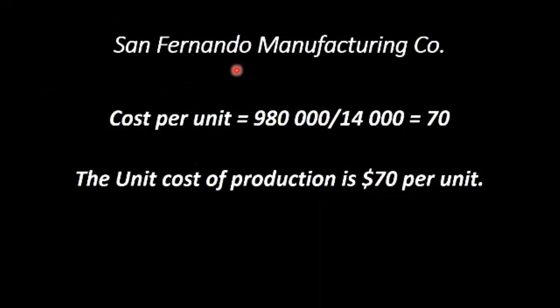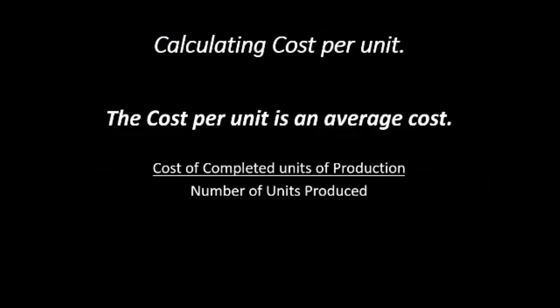So for San Fernando Manufacturing Company, the cost of manufacturing all the units was 980,000, and we had 14,000 units. We divide it and we get $70 per unit. So the unit cost of production is $70 per unit. Okay, we can see that here.